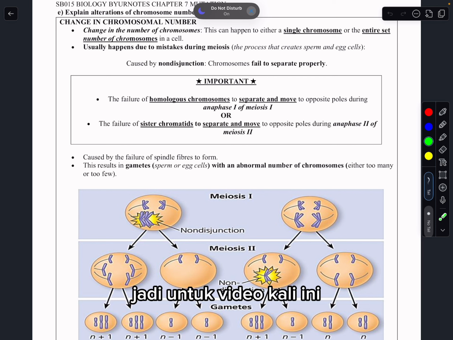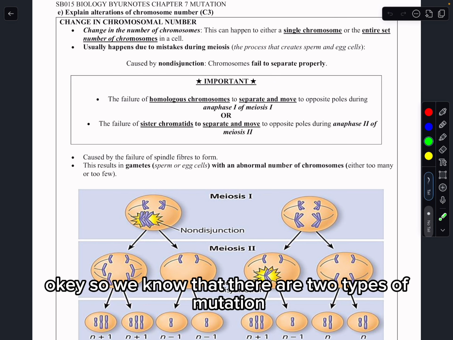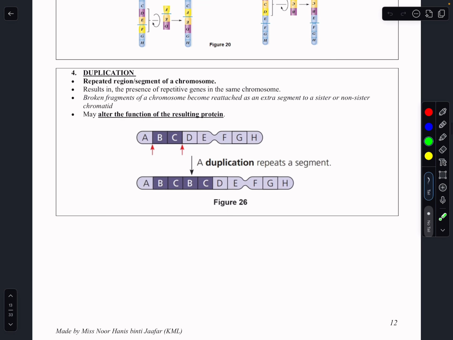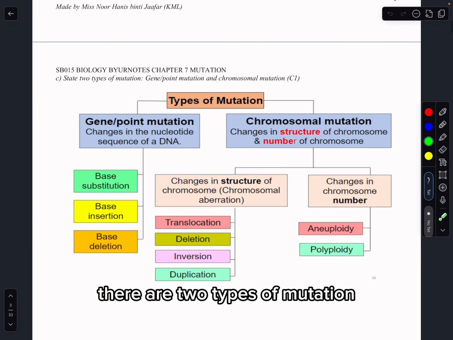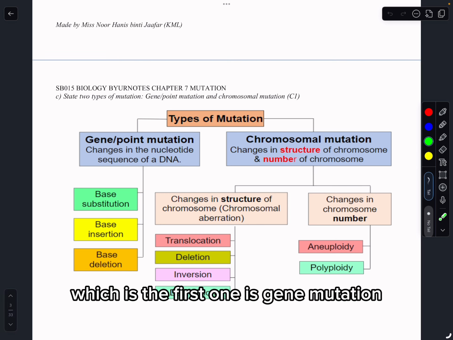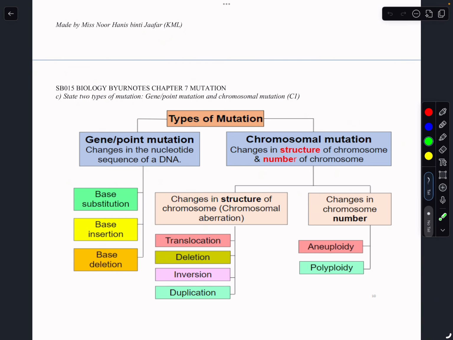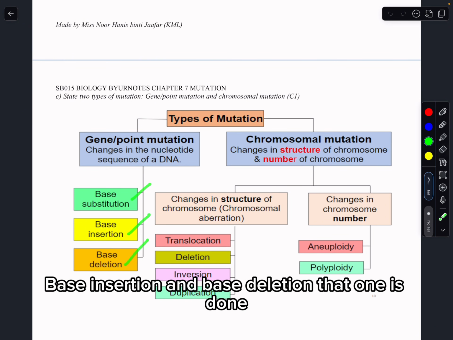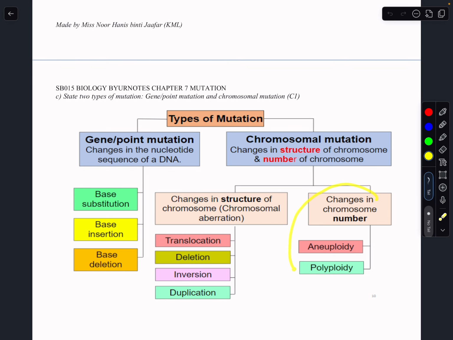Jadi, untuk video kali ini, Miss ingin sentuh tentang chapter 7, mutation. Okay, so we know that there are two types of mutation. So I'm gonna go to that page so that we can see there are two types of mutation, which is the first one is gene mutation. The second one is chromosomal mutation. So I have covered gene mutation for you guys. Base substitution, base insertion, and base deletion. That one is done. For this video, I want to touch on this part.